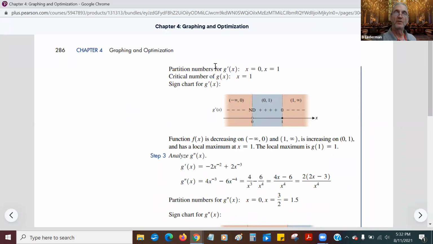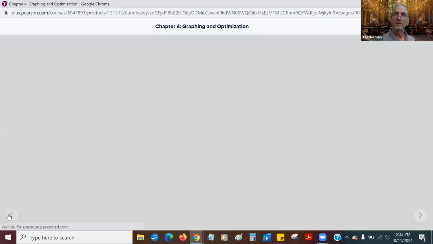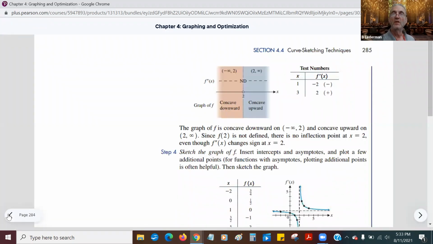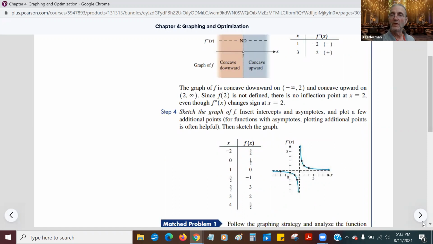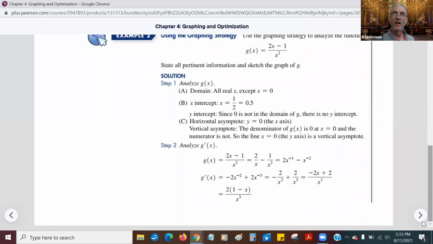Now notice the sign chart for g prime, that's a really important thing. It goes from negative to positive and then back to negative. Let me just look at g prime again. Yeah, negative, positive, back to negative.